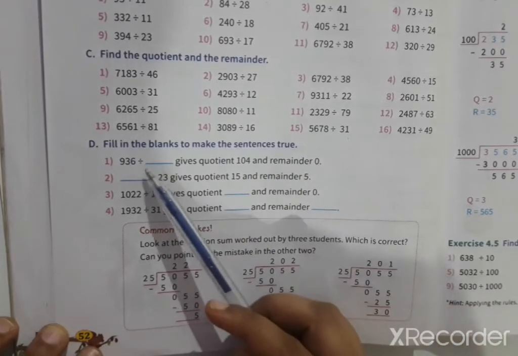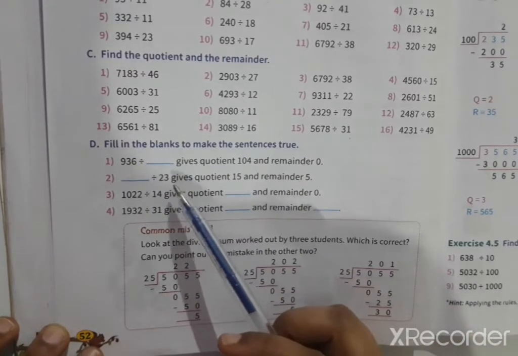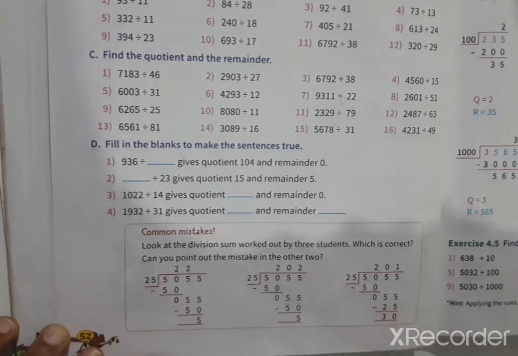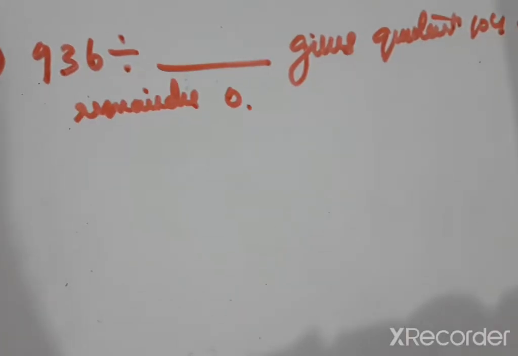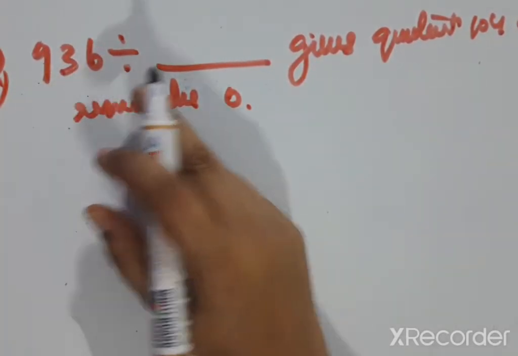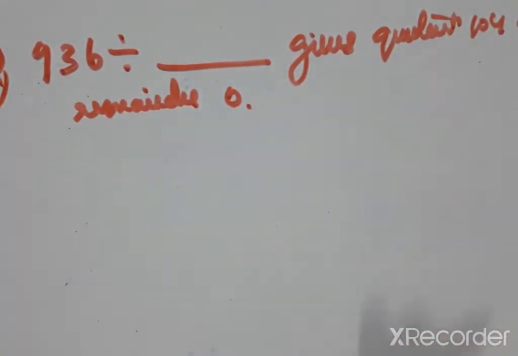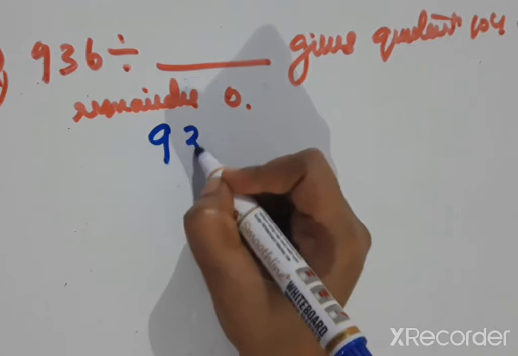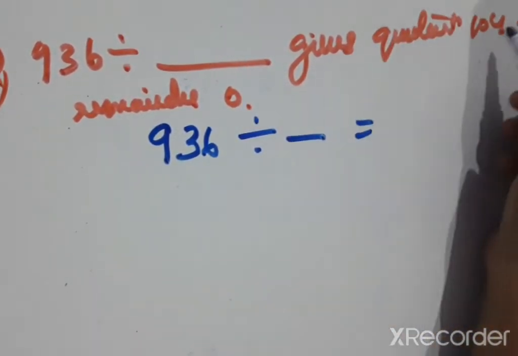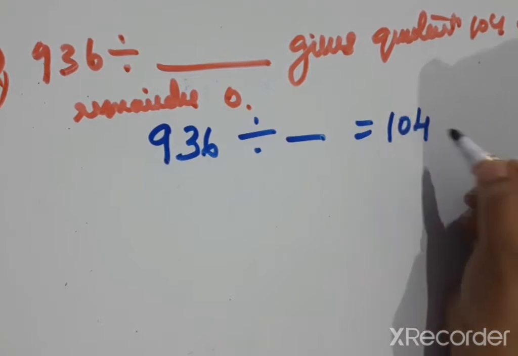Here we can't write the answer directly. We have to work out and check what the answer is. Now here, D main, first question, fill in the blanks. 936 divided by dash gives the quotient 104 and the remainder is 0. So here, according to the question, 936 divided by dash gives the quotient 104.